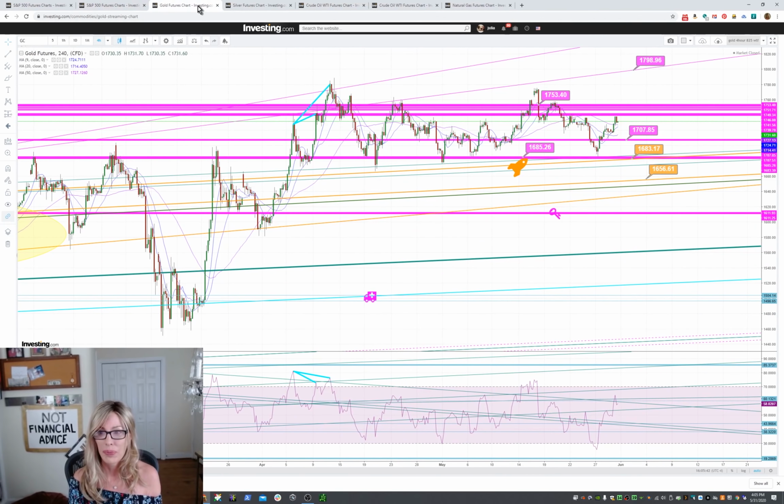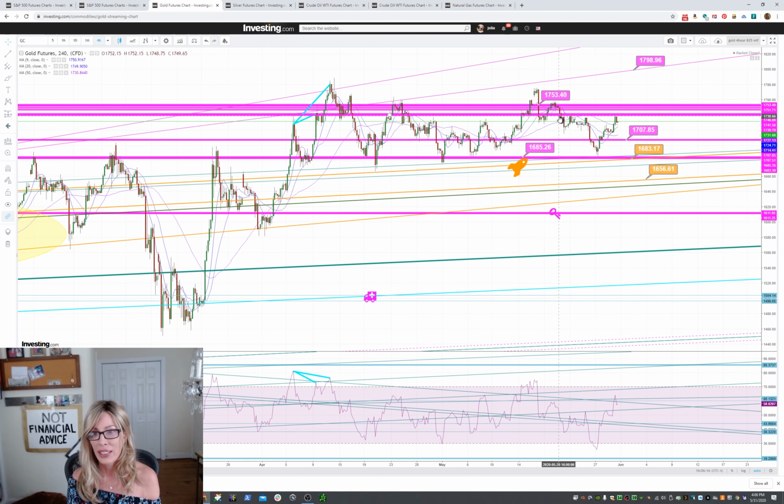All right, let's look at gold. Okay, so in the grand scheme of things, gold is really just consolidating in all of these pink resistances. And I'm still holding it in my investment or retirement account. I will probably, though, add to it if it gets above 1753.40 again, because I feel like that will be quite bullish if it gets one more time past here, because we've just been eroding this.